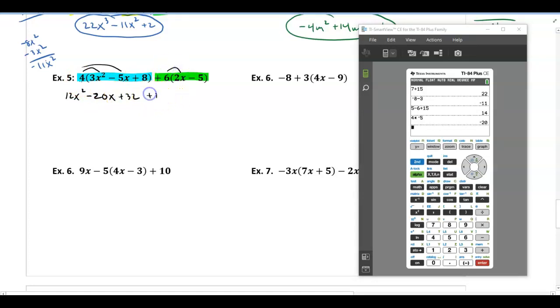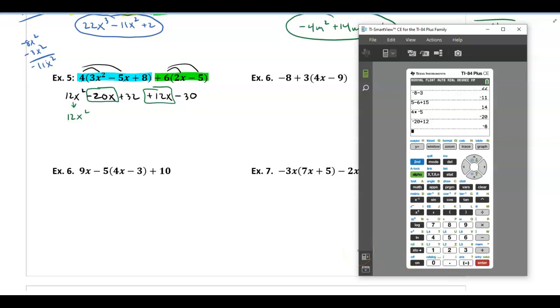6 times 2x is 12x. 6 times negative 5 is minus 30. So now I bring down the 12x squared. 12x squared, then negative 20x plus 12x will give me, remember, negative 20 plus 12 gives me negative 8. Since it's negative 8, it's going to be minus 8x. And then 32 minus 30 would be plus 2. And I am done.